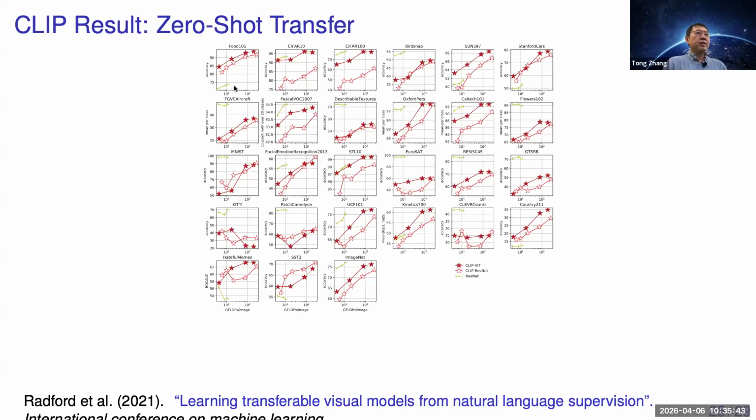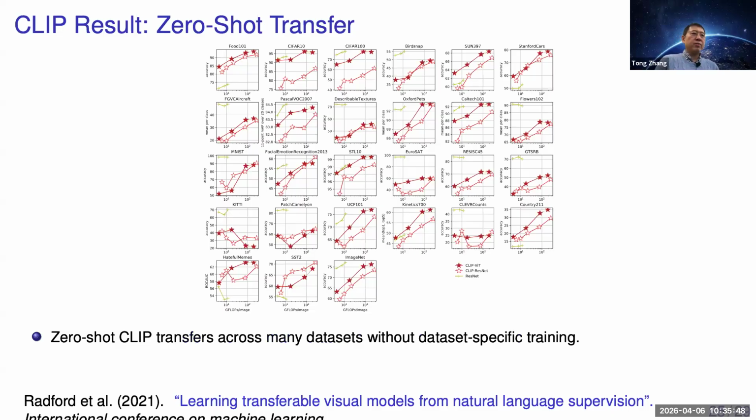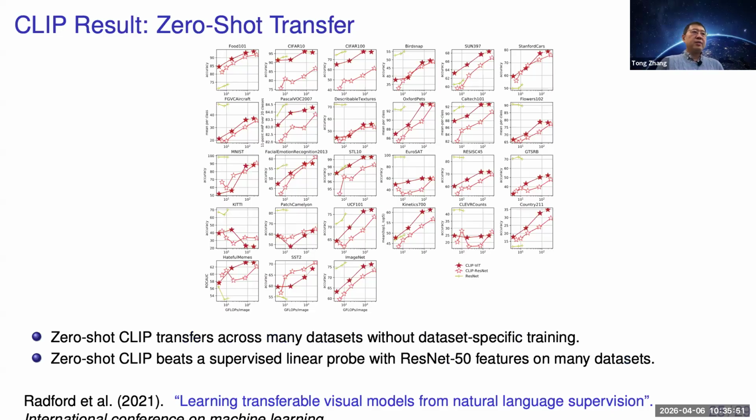In many cases, CLIP can be better than the ResNet results. So zero-shot across many datasets, without data-specific training, beats a supervised linear probe with ResNet on many datasets. Once you have ImageNet-trained ResNet, you really have to do a linear probe in order to train on the specific classification. It's not open domain. For some datasets they do better, for some others these do better. Basically, this is the claim.